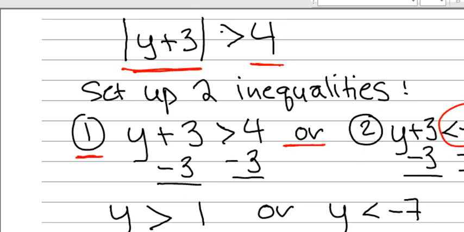And then I'm just going to solve my left and my right hand sides. I'm going to subtract 3 from both sides, and I'm going to get y is greater than 1, or, to solve the other side, I'm also going to subtract 3 from both sides, and I'm going to get y is less than negative 7.